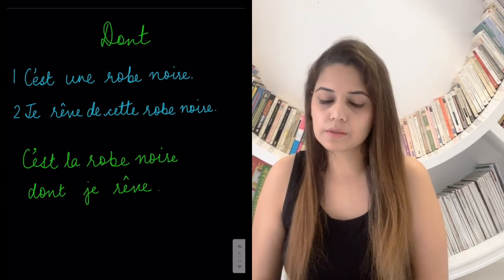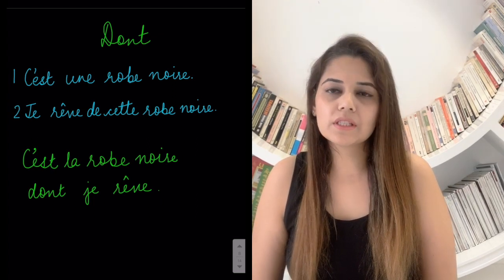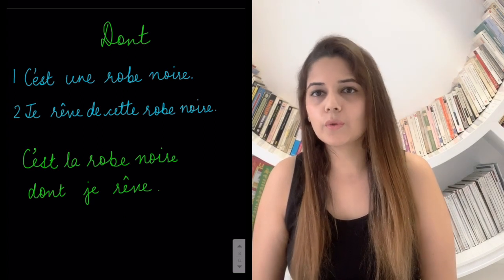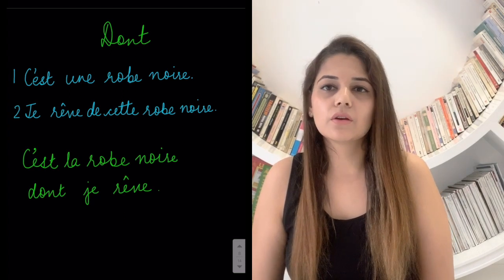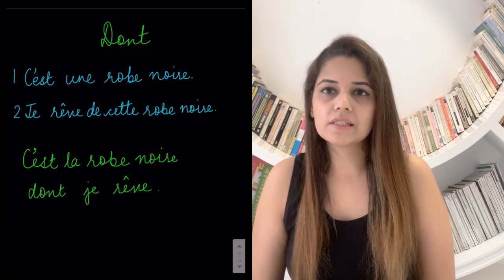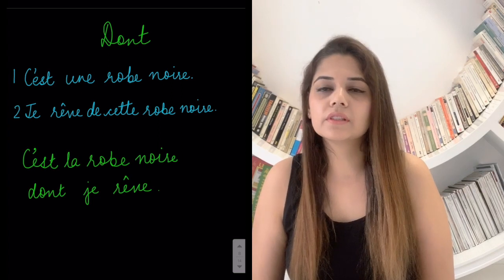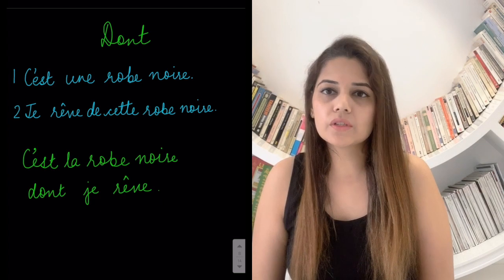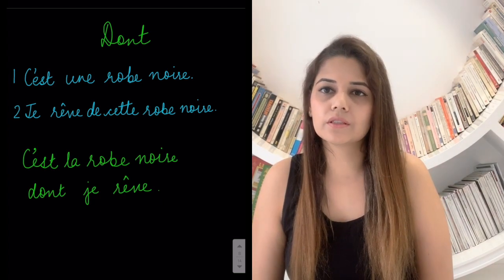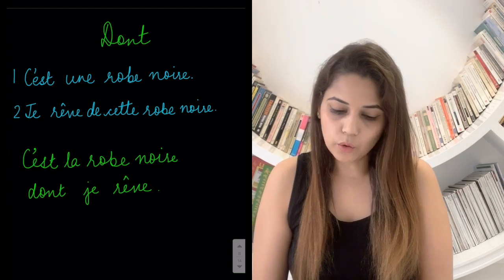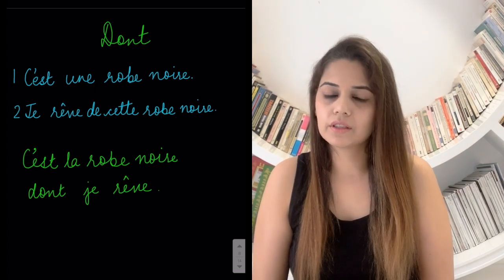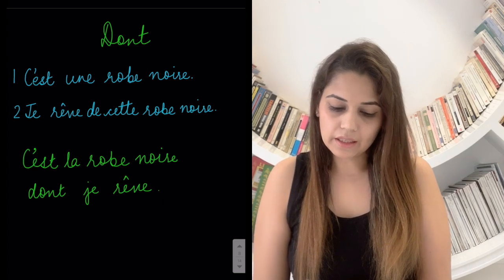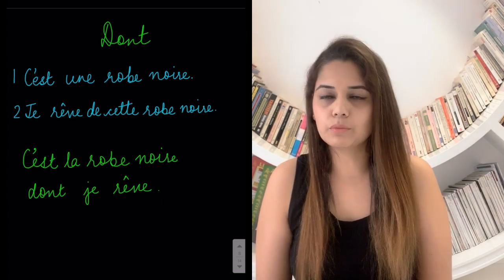Now let's check le rôle joué par donc, the role played by donc in a sentence through these examples. We have two sentences. C'est une robe noire. Je rêve de cette robe noire. The first sentence stands for this is a black dress. I dream of this black dress. Now we have to combine these two sentences using le pronom relatif donc. Now let's check how we're going to do it. C'est la robe noire dont je rêve. This is the black dress of which I dream.